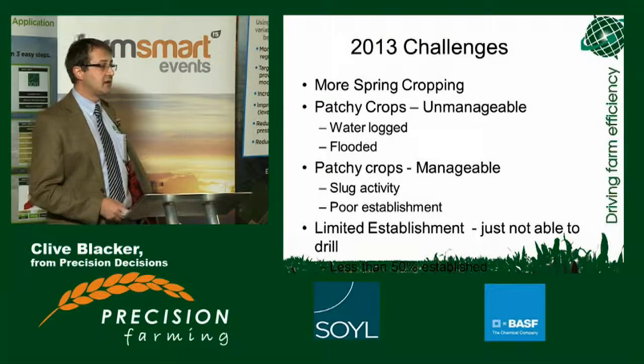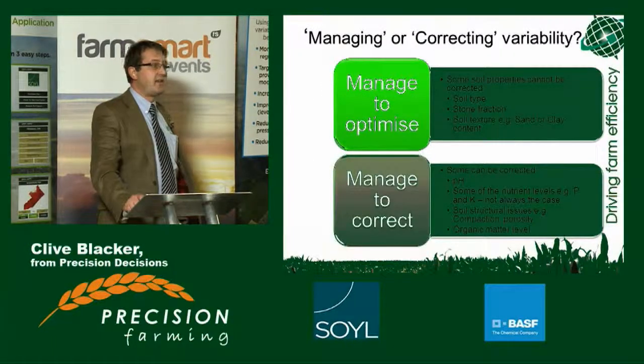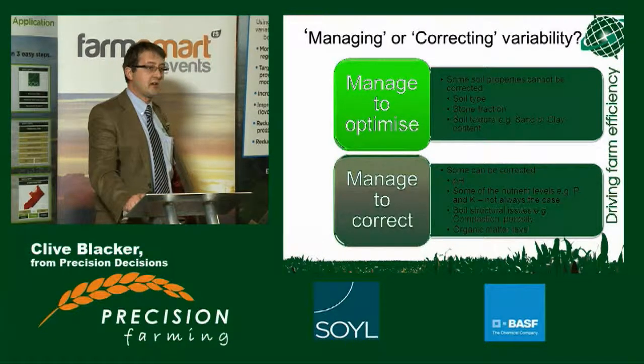So how can we use technology? There's 2 distinct variants with precision farming. Do we manage to optimise or do we manage to correct?